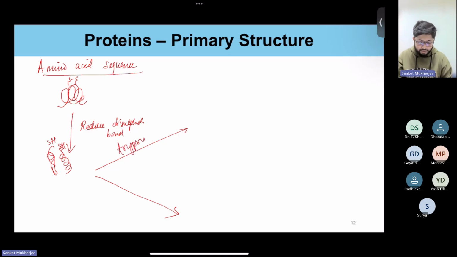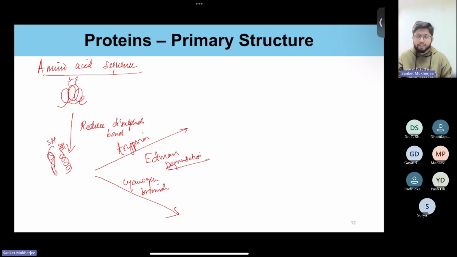It could be trypsin or cyanogen bromide, something like that. We will talk about these things. And then we will perform sequencing using Edman degradation. We will talk about it. So Edman degradation is usually how protein sequences are determined.